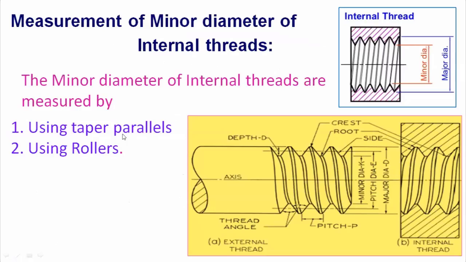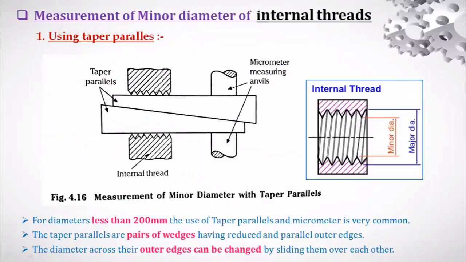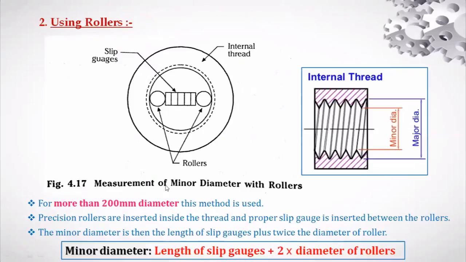Like I told in the last class, two methods will be used for it: taper parallels as well as rollers. So this is one method of measuring the internal diameter, taper parallels like this, and this is used only when the size or diameter of this particular internal thread or hole is less than 200 millimeter. You can see here, right? And if it is more than 200 millimeter, they will use the standard rollers.